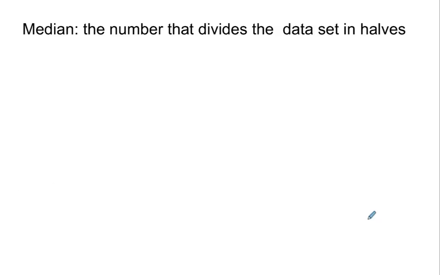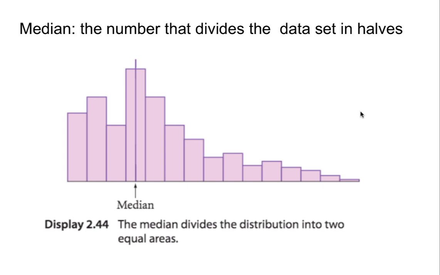The median is the number that divides the data set in halves. So you organize the numbers in increasing order, and the data entry in the middle is your median. If you have two data entries in the middle, you add the two middle numbers and divide by 2. So we're dividing the distribution into two equal areas. Okay, let's practice this in an example.